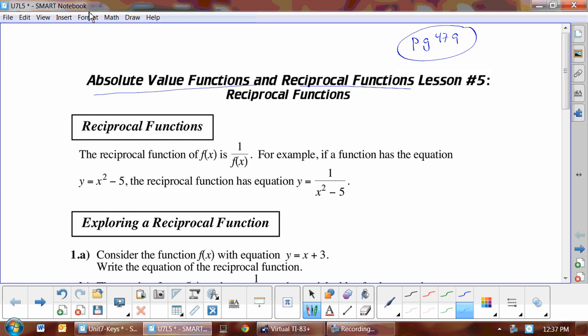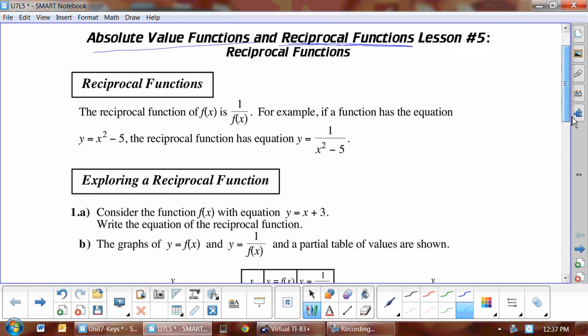Okay, so today we are doing lesson number 5, which is reciprocal functions. In this unit, we've talked about absolute values the entire time, and today we finally get to talk about the other half, the reciprocal functions. There isn't a really strong connection between absolute values and reciprocal functions, so this lesson is kind of one that's just been stuck on the end. We don't have to use the information from absolute values for this, which is kind of nice if you found that difficult.